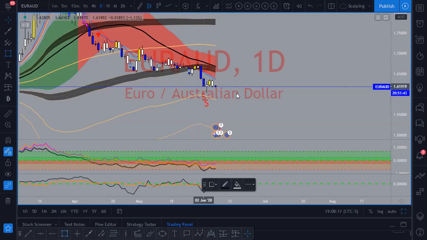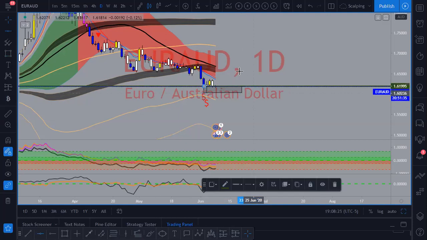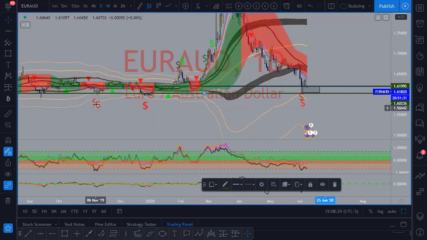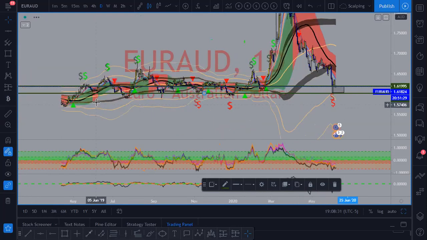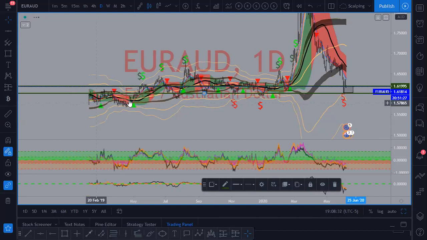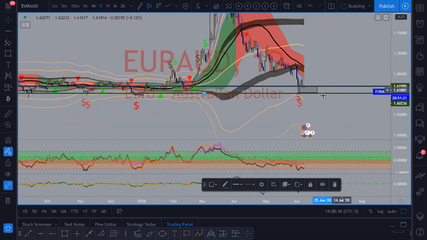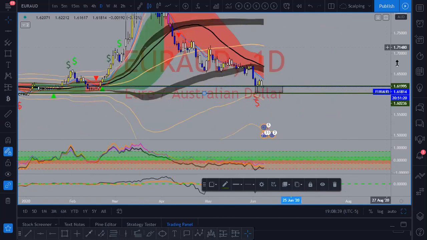If I can have price respect right here, just draw that little rectangle, mark it up. If I can have price respect right here, then I definitely wouldn't mind swinging EA for a buy. But like I said, it has to respect this level right here, and it's looking like it might.